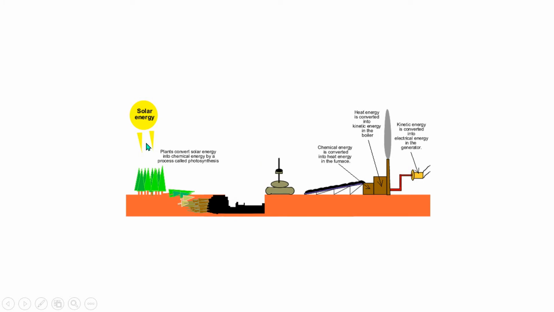And energy is a form of energy which can neither be created nor destroyed. It can only be converted from one form to another. Here you can see solar energy is trapped by the plants, and it changes the solar energy into chemical energy by a process called photosynthesis. And this is coal which is collected by this tractor, and this chemical energy is converted into heat energy in the furnace, generating steam.